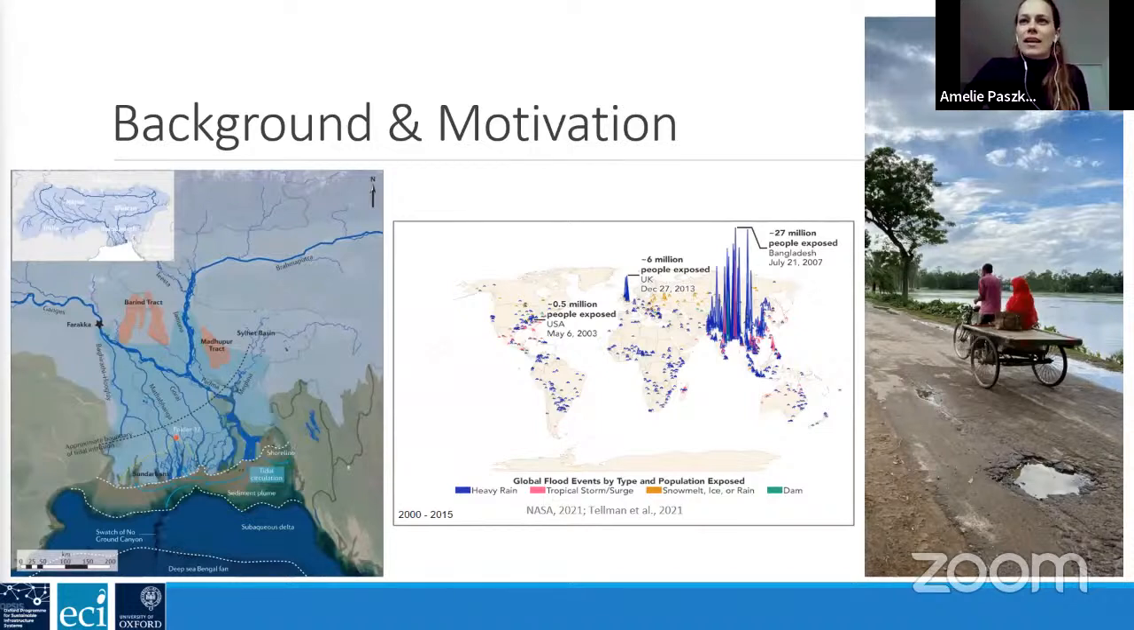And given its deltaic landscape, it's an extremely flat country, with around 2/3 of Bangladesh being below 5 meters above sea level. So this combination of an extremely high density population, with 165 million people living in this country, and these low-lying lands have made Bangladesh one of the most vulnerable countries in the world to natural hazards and sea level rise, which is very clearly indicated in this map on the slide you see here.